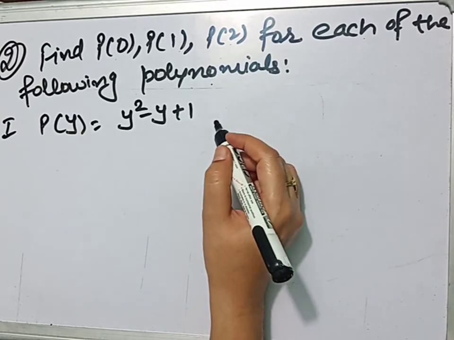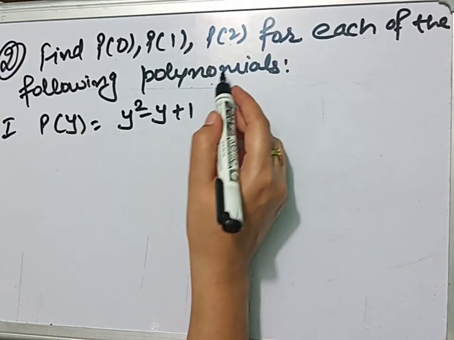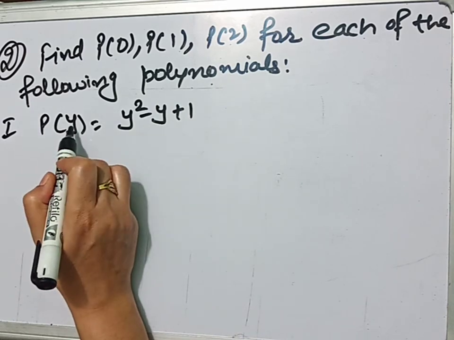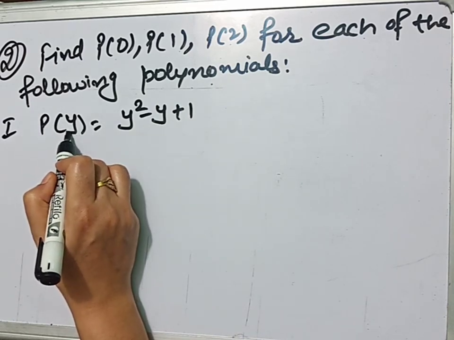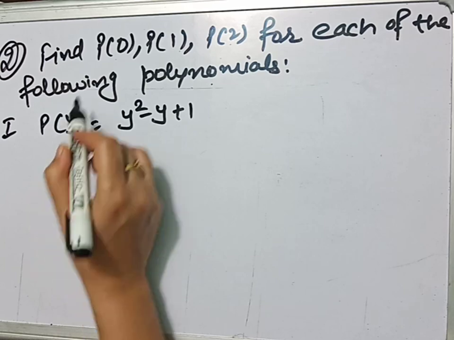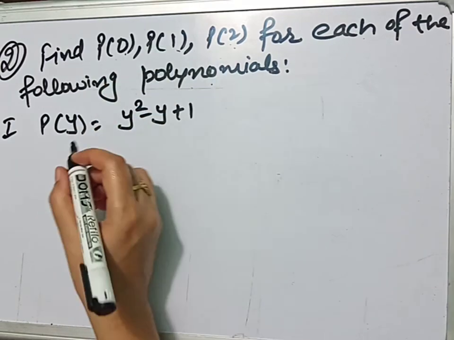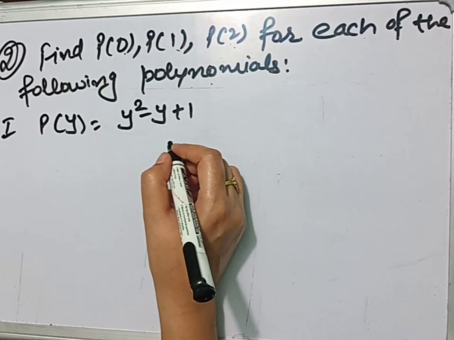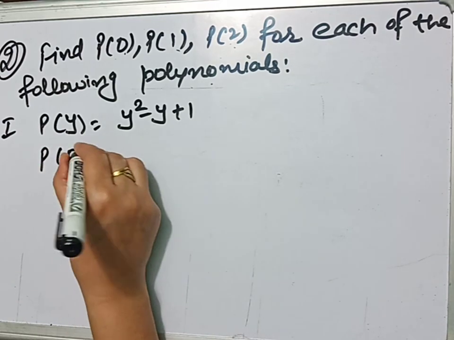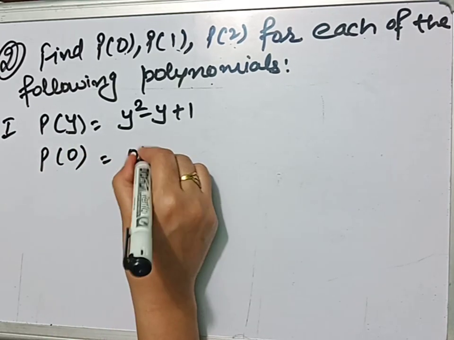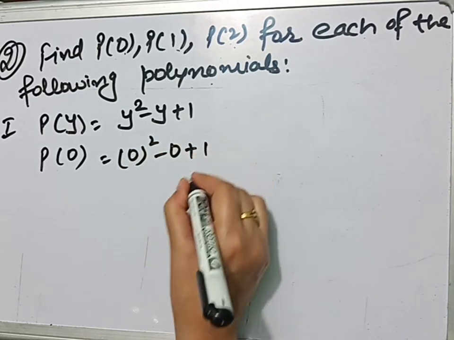Second question is find p(0), p(1), p(2) for each of the following polynomials. Now similarly as in first question we have done. Now value of y, we have to put the value of y 0, 1, 2. Now we will get 3 answers of this question. Firstly we will find p(0), 0 square minus 0 plus 1.